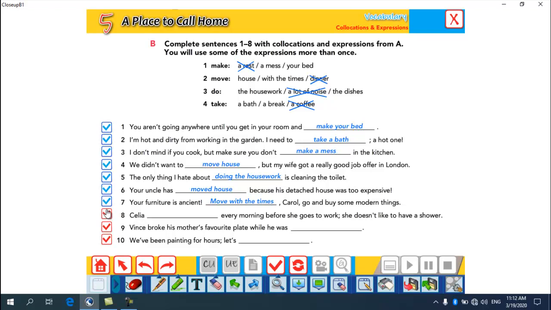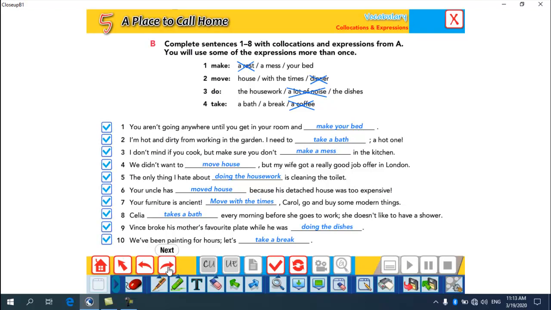Number 8. Celia, every morning before she goes to work, she doesn't like to have a shower. Who can answer? That's right. Take a bath. Takes a bath. 9. Venice broke his mother's favorite plate while he was doing the dishes. 10, the last one. We have been painting for hours. Let's take a break.